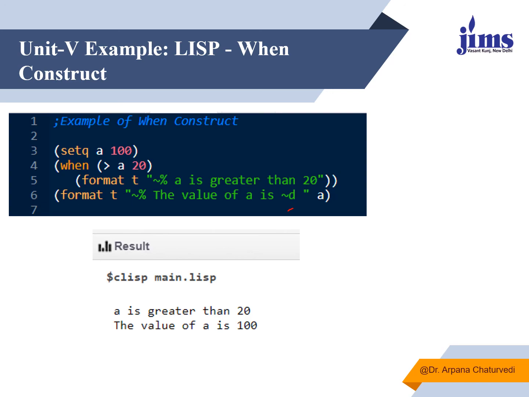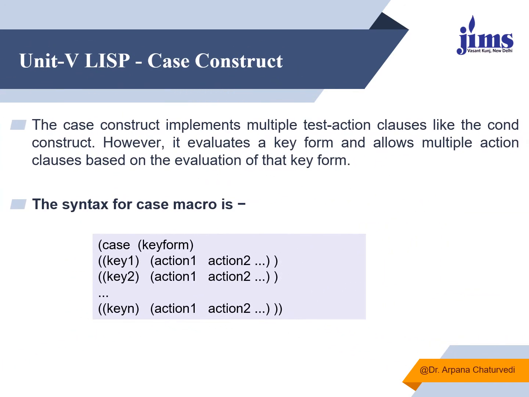Now we move further. This is the case construct. In this case construct, we can have multiple keys. So in the key form, we can take multiple constructs. It will have multiple test and action clauses. Like the cond construct, it evaluates a key form and allows multiple action clauses based on the evaluation of the key form. So this is a key form which we are keying in. It checks if this key form is equivalent to key 1, then this statement will get executed and these actions will take place, else it will check another key value and so on. Whichever key value is true, it will take the action with respect to that.